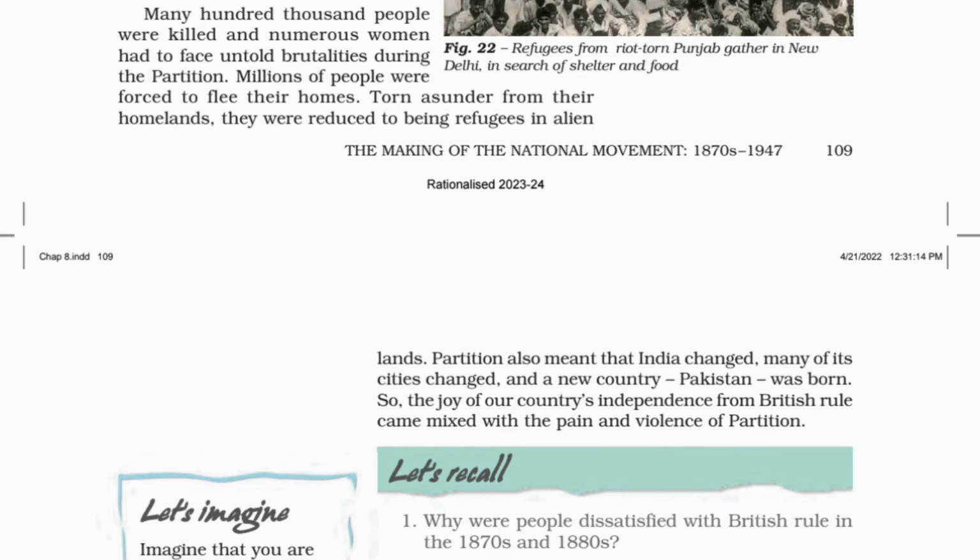So the joy of a country's independence from British rule came mixed with the pain and violence of partition. Why mixed with pain and violence? Because for the partition, violence was done, and the pain was of being separated from their near and dear ones. That is why they were not happy, they were in pain.